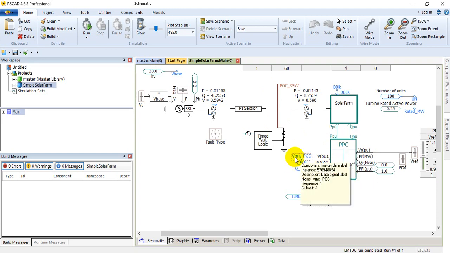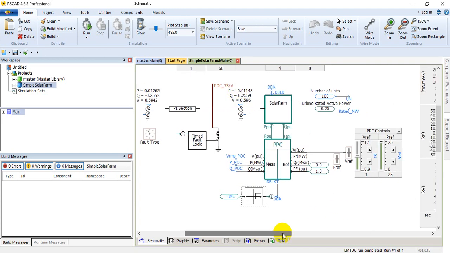Here you can see that there are three inputs: VRMS POC, real power POC, and Q POC. It measures some values from the grid, does a comparison with reference values, and generates P and Q based on the algorithm developed in the PPC. Right now we are not discussing the algorithm; I will show you later. But up to now you can see there are three inputs. In order to model your PPC, you must have three inputs.